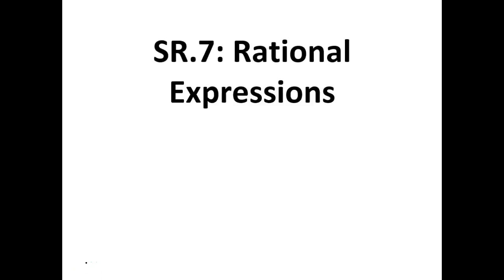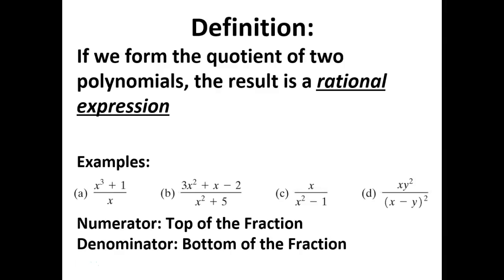Section R.7, rational expressions. What a rational expression is: if we form the quotient of two polynomials, the result is a rational expression. So basically, a rational expression is a fraction involving polynomials. The numerator is the top of the fraction, then the denominator is the bottom of the fraction.